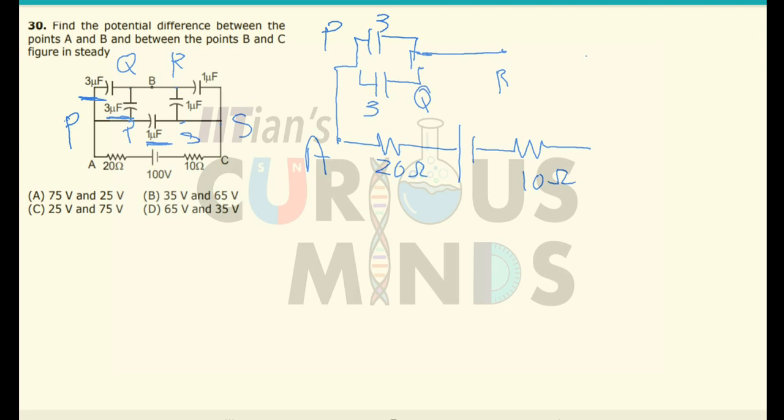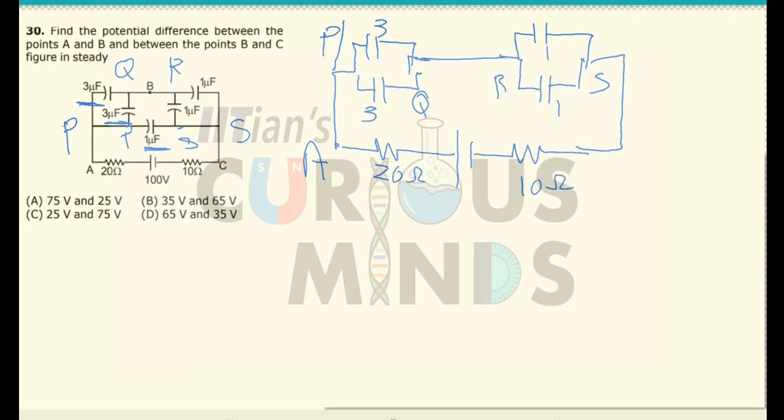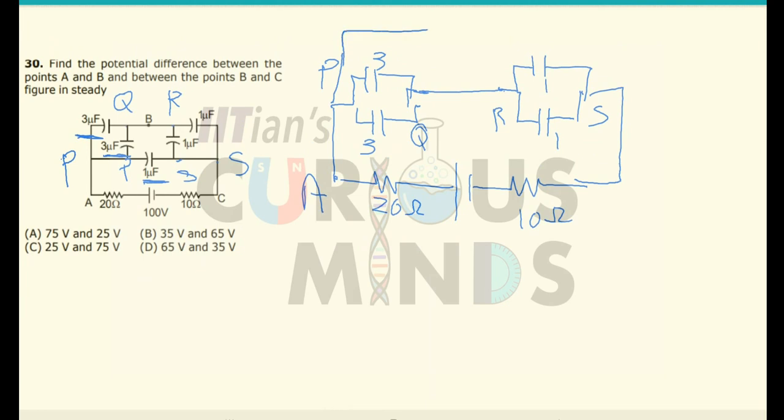Between point R and S, similar to the first one, there is 1 microfarad and 1 microfarad connected over here, and this is connected at the bottom, and there is one more capacitance connected between P and S, which is 1 microfarad. So between P and S I can draw a capacitor somewhere over here. So basically this is a simplified diagram of the given circuit.